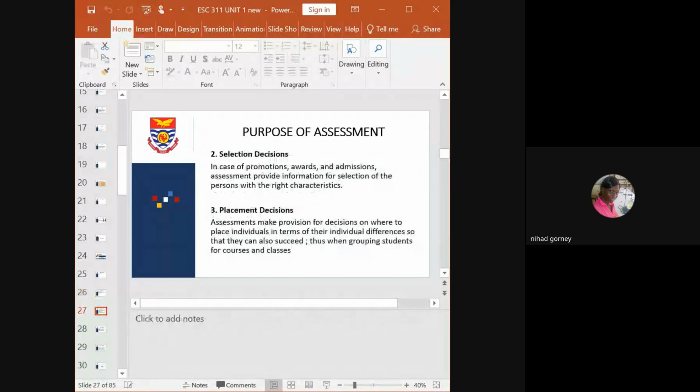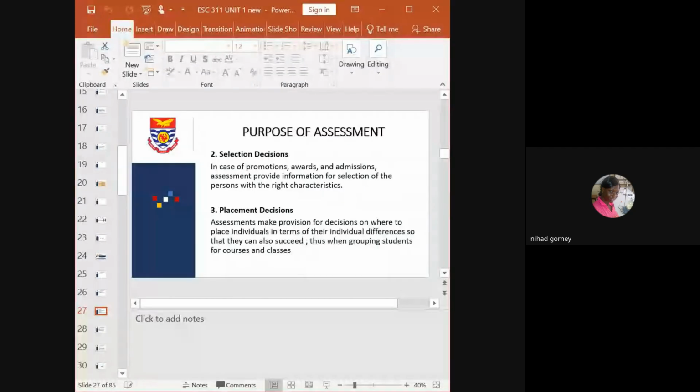In terms of selection decisions, when we assess students and we want to promote them, we use the assessment scores. If it's for awards, or if we are going for admissions, we use our assessment scores to do that. So assessment provides information for you to be selected for various promotions, awards and admissions. And so when we say we have cutoff points for these grades, if you want to read this program, that is one of the decisions that we make by using assessment.